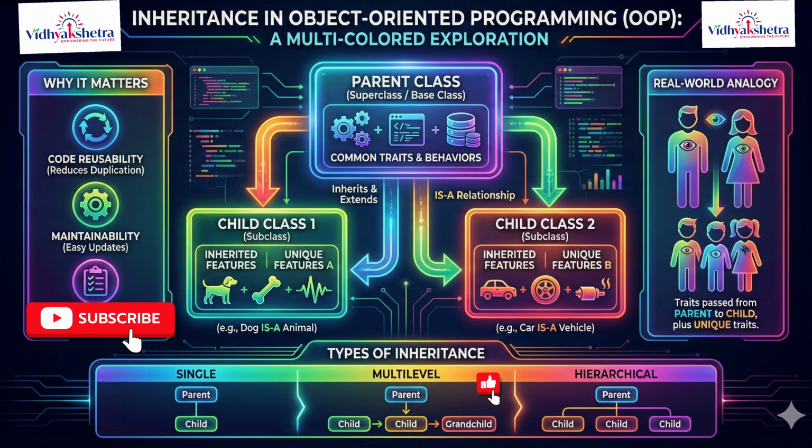In multilevel inheritance, a class inherits from another class that itself inherits from another class. This creates a chain of inheritance. For example, an animal class can be inherited by a dog class, and the dog class can further be inherited by a puppy class. Each level of inheritance adds more specific features while still retaining the properties of its ancestors. Multilevel inheritance helps represent hierarchical relationships found in real-world systems.